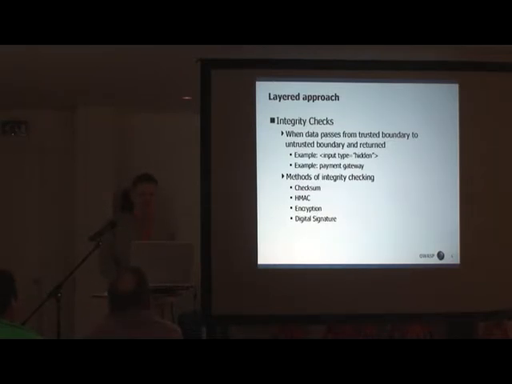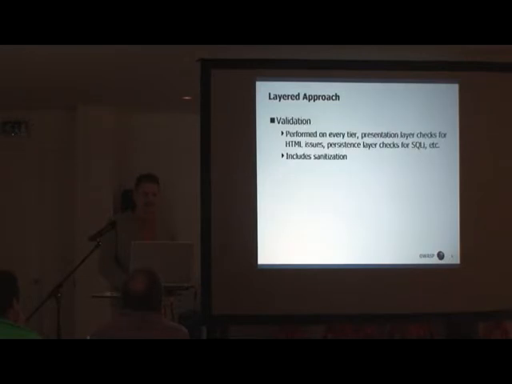Trusted boundary and untrusted boundary, essentially the difference is a trusted boundary is a system that you control, and an untrusted boundary is pretty much anything else. If you don't control it, you should assume that, because you don't know how they've coded their application or how that data is coming back to you, you always have to double check that it's what you think it is.